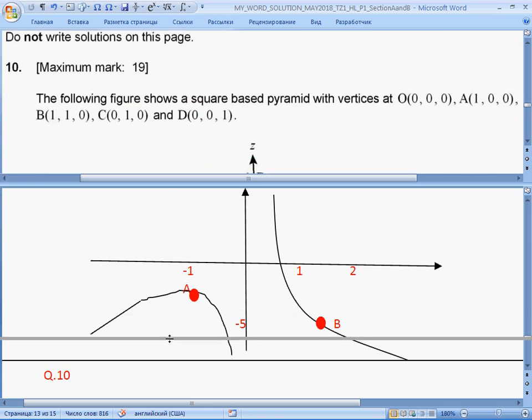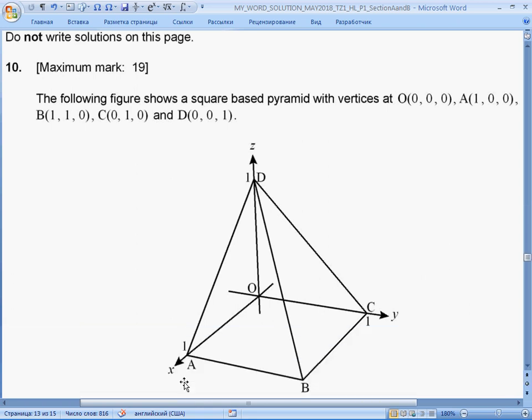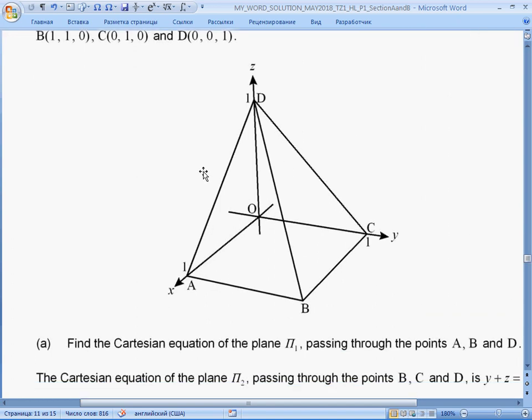Question 10. So we have a pyramid. This pyramid cuts x at 1, y at 1, z at 1, and it is a square pyramid. And we should find the Cartesian equation of the plane passing through points A, B, and D. So let us do it.